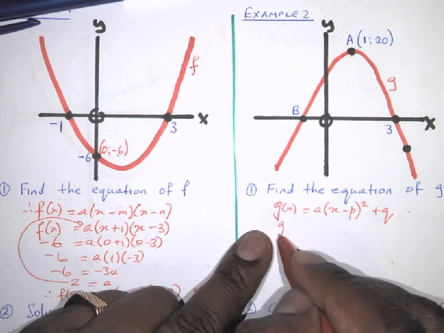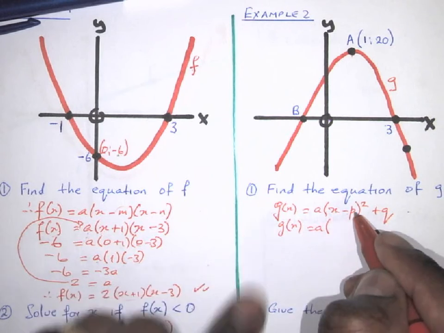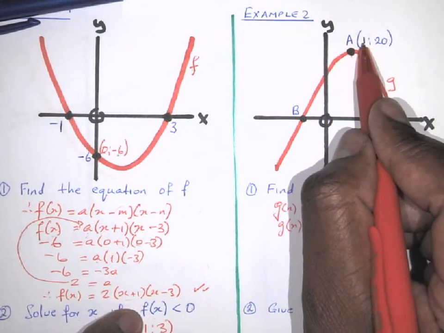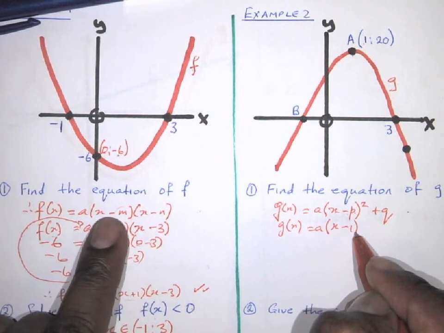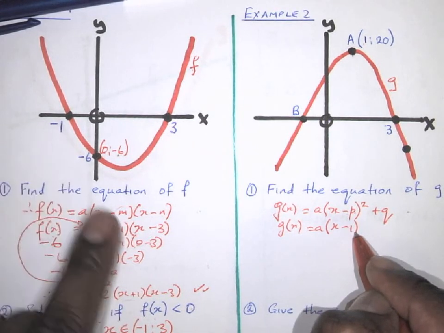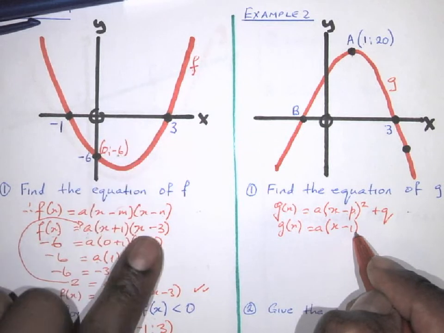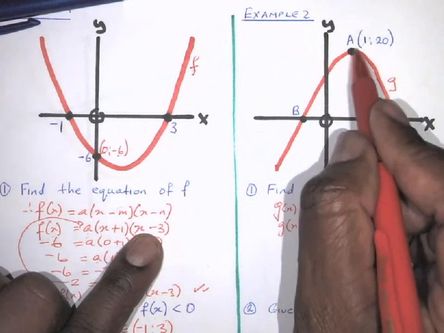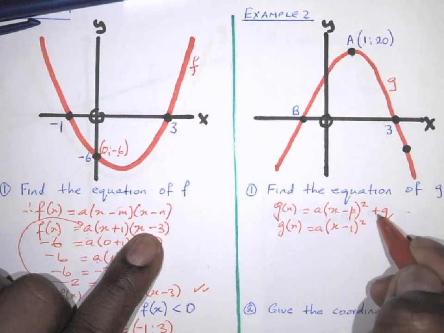So therefore, I've got g of x is equal to a into x minus p. Note, that is a positive 1. So in the bracket, I say x minus 1, as we did over here on this side. If that was minus 1, inside the bracket I put plus 1. If that's a positive 2, inside the bracket I put minus 3. So that is a positive 1, inside the bracket I put minus 1. They say it's squared, and then plus q.